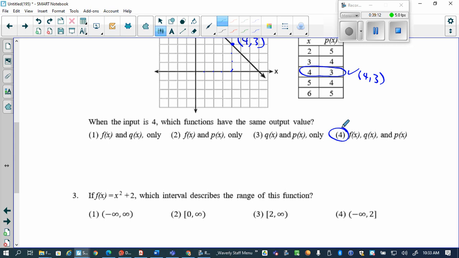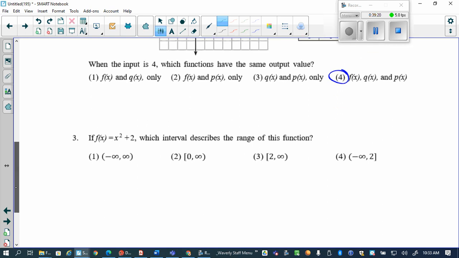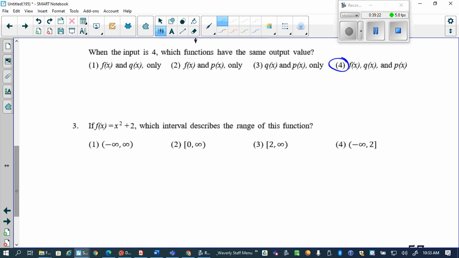So be ready to work with like any form of a function they give you, right? Graph, table, or equation. On to number 3. Now they're using a slightly different interval notation we haven't been using in a while, but, okay, take a look at this.